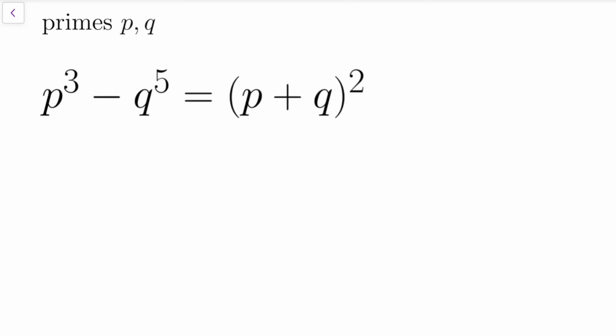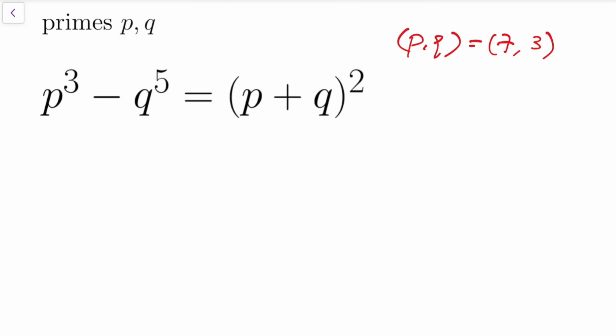I've tried several small value cases, but I only got one pair of solution, which is p equals 7 while q equals 3. I wasn't sure whether this is the only solution, but I had a feeling that this might be the case.